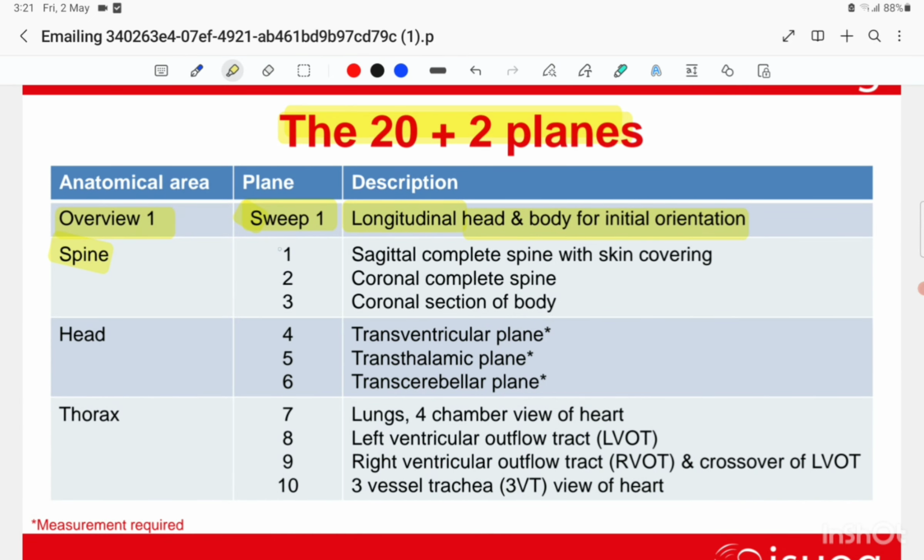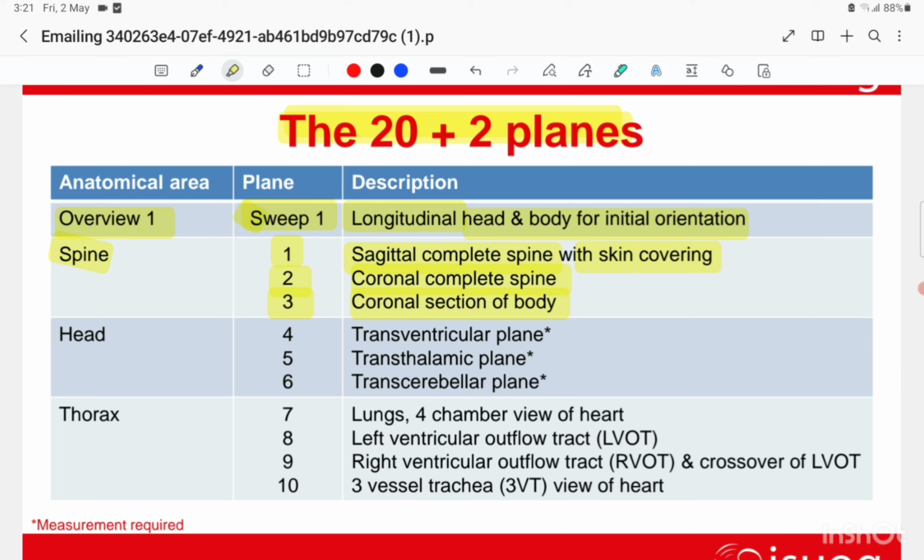In the spine there will be 3 planes, plane 1, plane 2, plane 3. Plane 1 is a sagittal complete spine with skin covering, because you have to see whether the skin is covered or not, to rule out meningocele, myelocele, myelomeningocele, all these neural tube defects. Then plane 2 is the coronal complete spine. Then plane 3 is the coronal section of the body of the spine. You have to see the spinal vertebra and the laminar process of the spine.